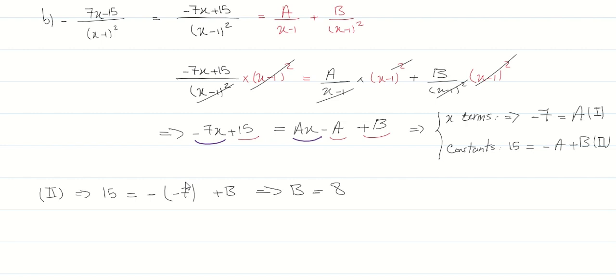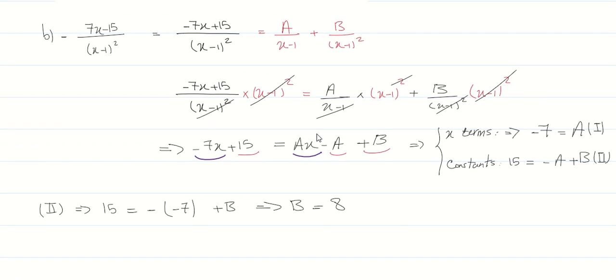So we could successfully find the a and b values, and now we can go to the top and write this as negative 7 over x minus 1 plus 8 over x minus 1 squared.